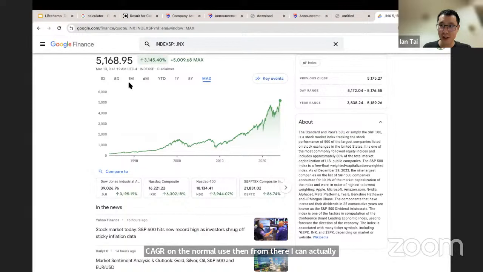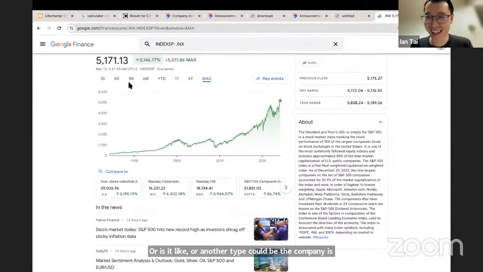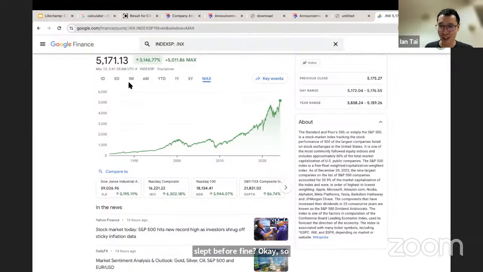But typically, just to add on, usually at these times when the profit just drops, it depends on why it is dropping. Is it because of external forces like COVID? Or another type could be the company is slapped with a fine. If the company is slapped with a heavy fine, and after they have paid it, business still runs like usual, then no issues lah. So it's all based on a case by case basis.